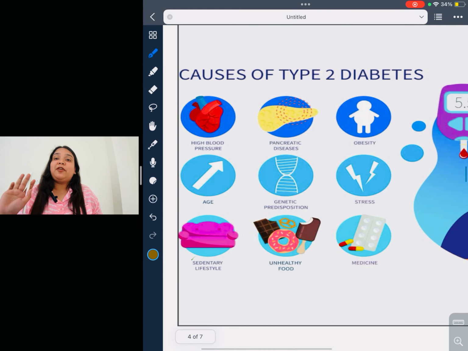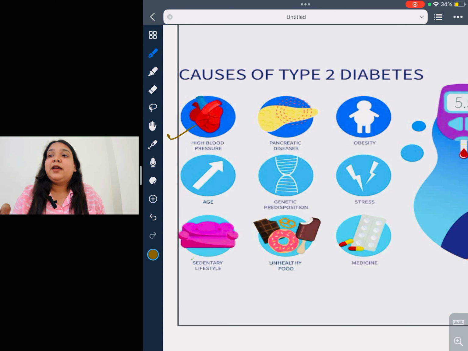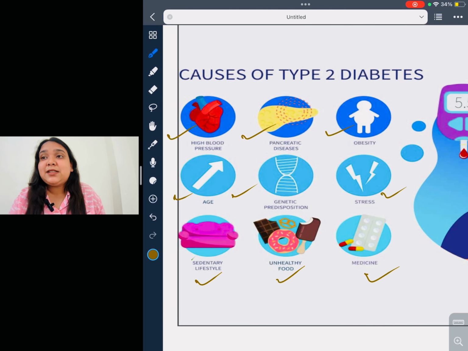There can be certain factors which can cause diabetes type 2 in a patient. It can be due to high BP, pancreatic diseases, obesity, increased age, genetic predisposition, stress, a sedentary lifestyle, unhealthy food, a large amount of oily food, sugars, carbs, and everything, and certain medicines can also cause diabetes type 2.